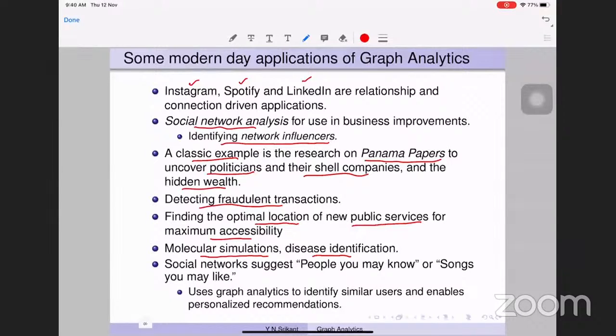Then we all know that whenever we log into something, it will throw you some suggestions like people you may know, songs you may like, restaurants which are nearby you. All these use graph analytics to identify similar users and enable personalized recommendations. That's how the usage is.